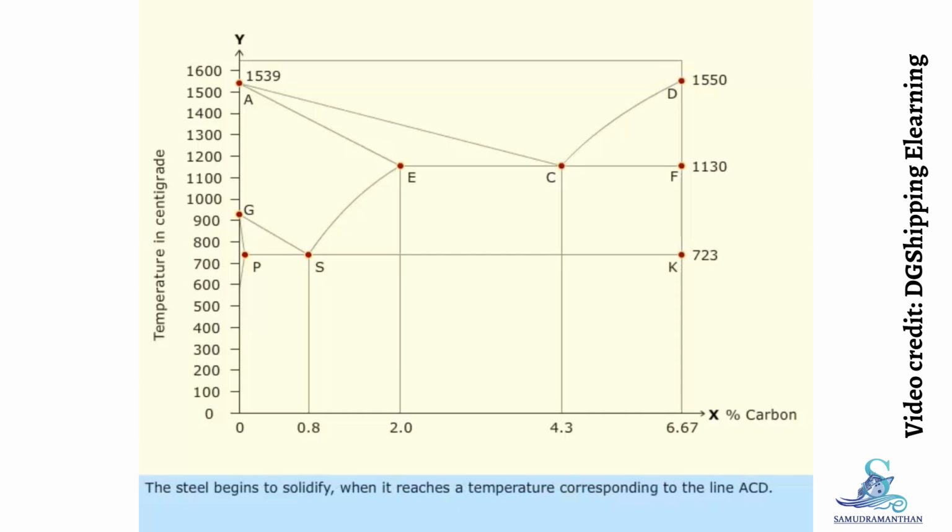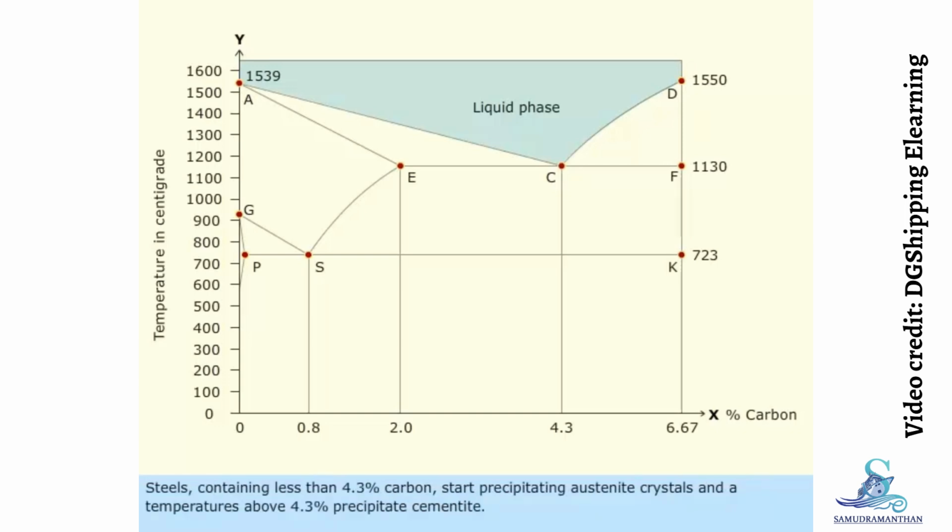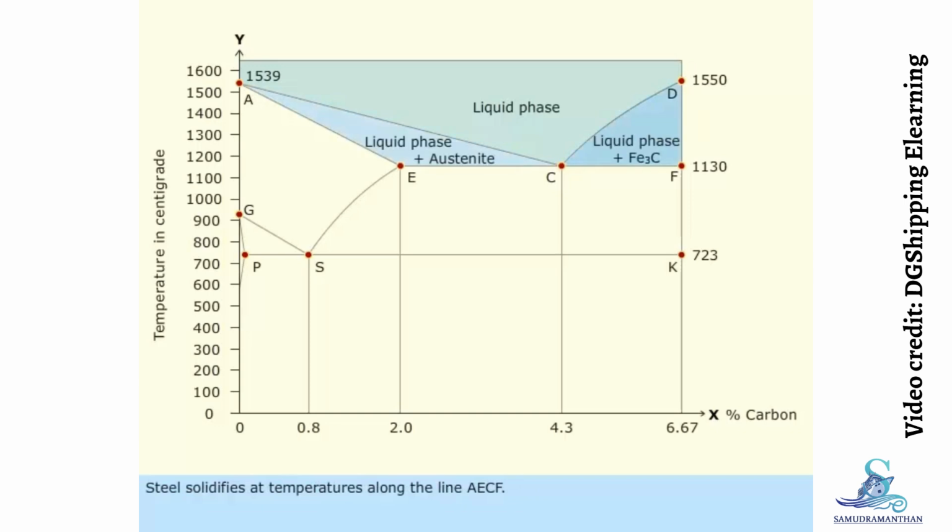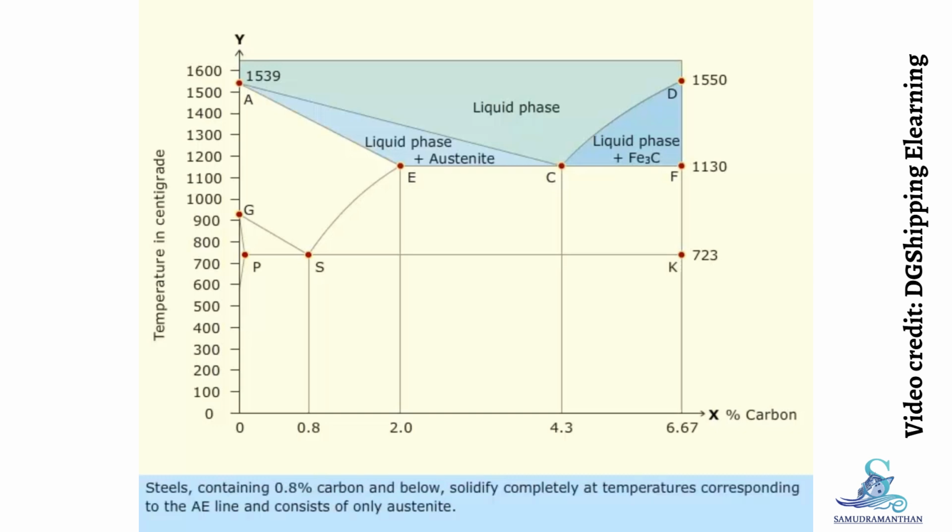The steel begins to solidify when it reaches a temperature corresponding to the line ACD. Steels containing less than 4.3% carbon start precipitating austenite crystals, and above 4.3% precipitate cementite. Austenite is the solid solution of carbon in gamma iron. Steel solidifies at temperatures along the line AECF. Steels containing 0.8% carbon and below solidify completely at temperatures corresponding to the AE line and consist only of austenite.